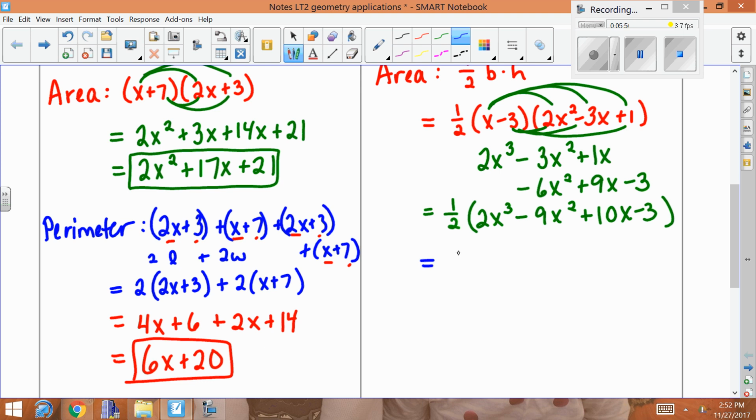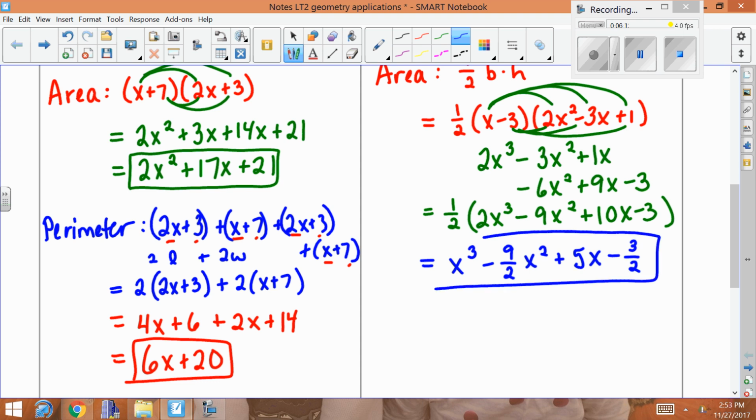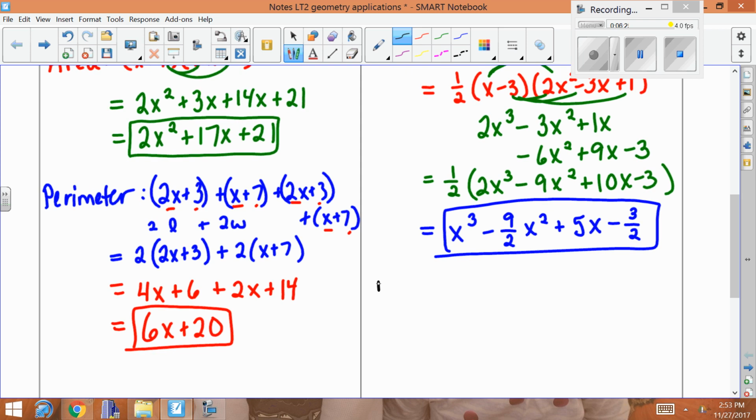Sometimes I find I forget it, or I find a lot of people forget it. So now we can just distribute the 1/2, so we get a 1x cubed. Again, 9 times 1/2, don't get all scared off by that. That's just 9/2. And then plus 1/2 times the 10 gives us the 5x. And then the 3 times the 1/2, minus 3/2. So our area, we have to multiply it all, and then again multiply by 1/2, or think everything is divided by 2. Same idea.